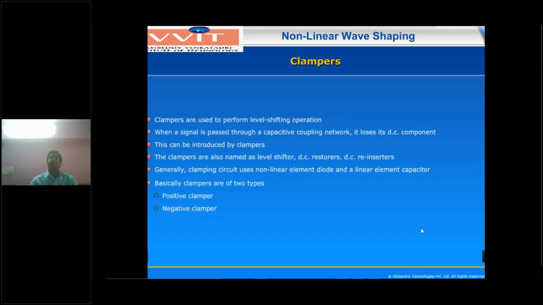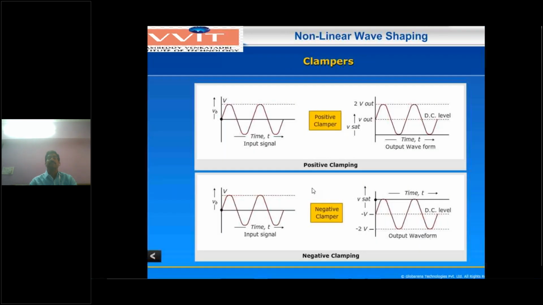Any signal will be a combination of AC and DC signal, and when it is passed through a capacitor coupling circuit, the capacitor blocks the DC voltage. Now, the addition of that DC voltage is done by using these clamping circuits. How is the DC voltage added, or inserted? There are again two types: one is the positive clamper circuit, the second one is the negative clamper circuit.